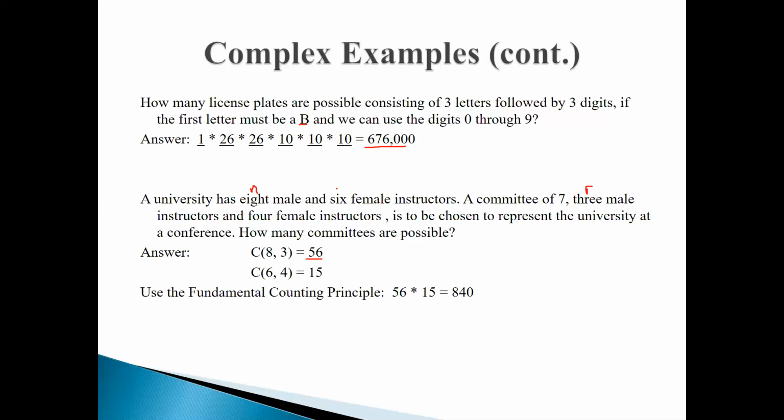Now, if we have 6 total females, and we're going to choose 4 of those, N is 6, R is 4, and so we have C 6, 4, that gives us 15. And again, using the fundamental counting principle, slot diagram basically, we take that times that, we get 840 different committees that are possible.